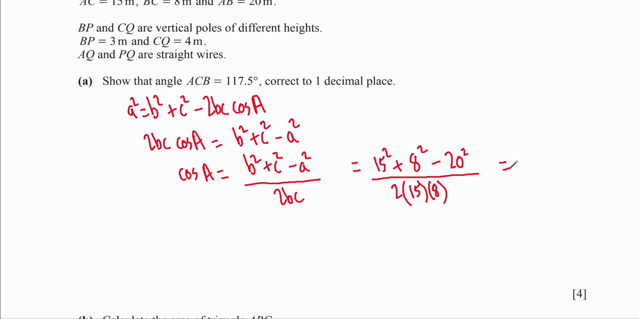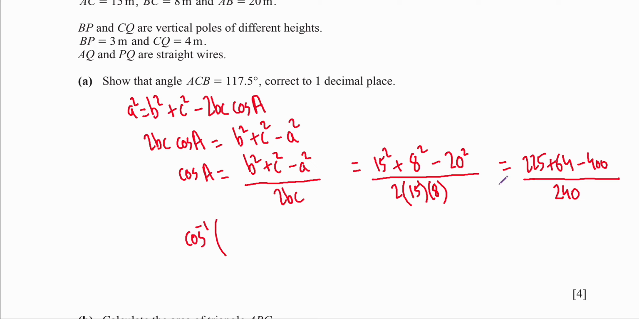So that is equal to 225 plus 64 minus 400 divided by 2 times 15, which is 30, times 8, which is 240. So you would have that right there. And then to find the angle, you would just do the cosine inverse. You would do shift cos of that number right there.